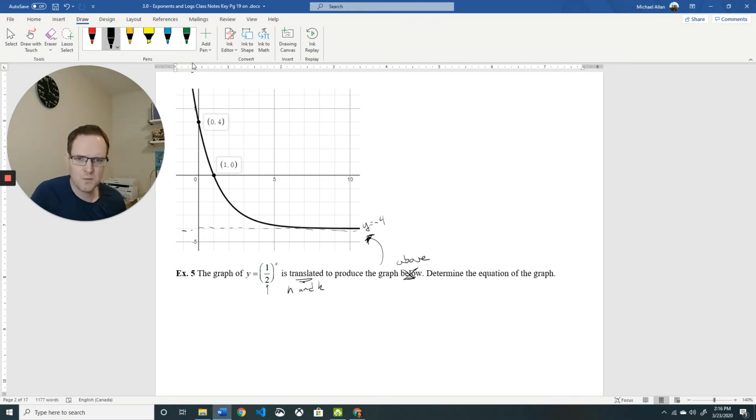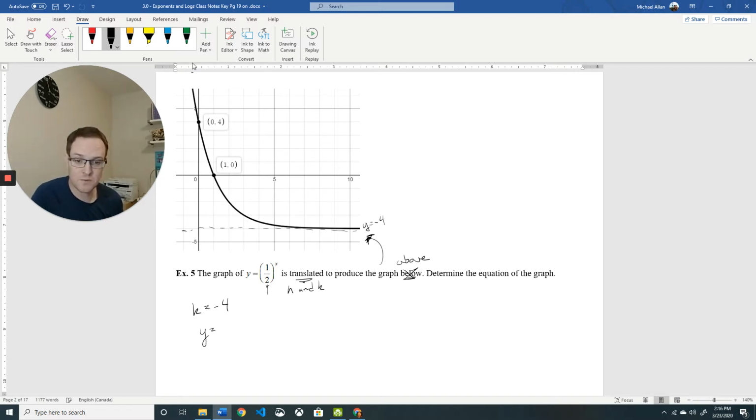Okay, so we're given 2 points here. Usually if you're given 2 points, or we can read 2 points, we probably have to create a system of equations because we have 2 unknowns. But we already know one of the unknowns because of how the graph looks: it's being shifted downwards 4 units. So what I already know, because of the asymptote, is my k value is -4.